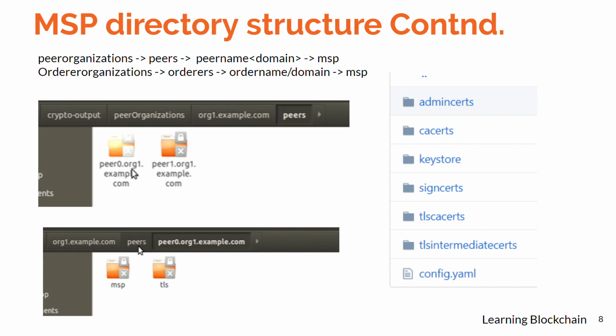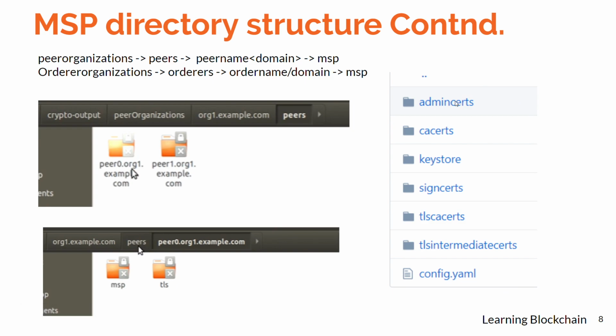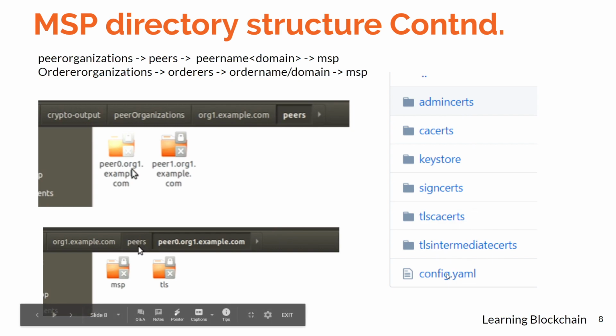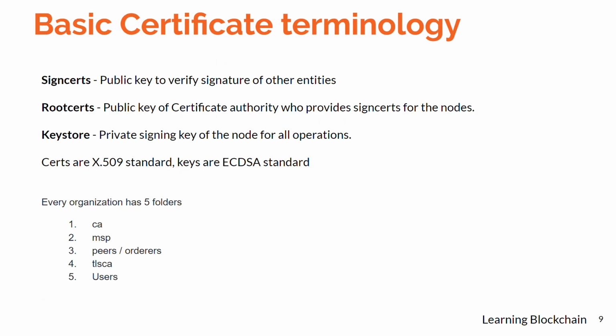Now inside this MSP directory, you can see there will be different directories and one YML file present. They are admin certs, CSRs, key stores, sign certs, TLS CSRs, TLS intermediate certs, and config.yml. Now I will explain each of the folder structures, what they contain and what the significance of each of them is. Now let us move to the next slide.